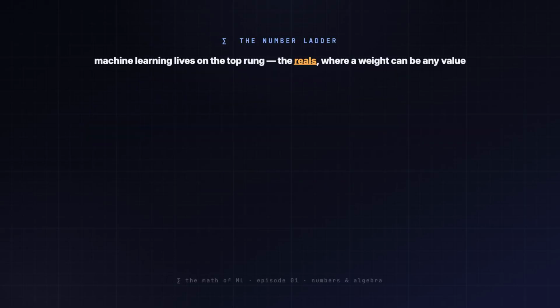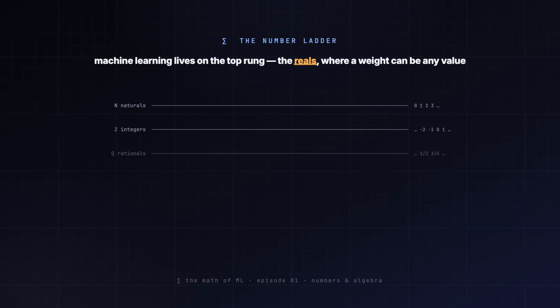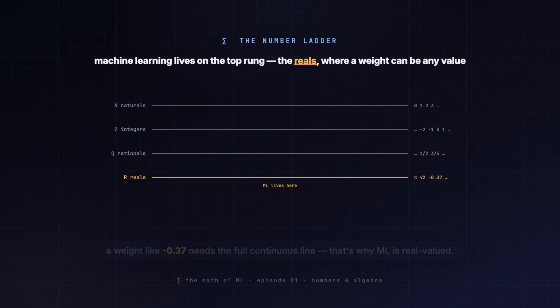Think of numbers as a ladder. The bottom rung is counting. 1 apple, 2 apples, the naturals. Add the idea of debt, and you get negatives, the integers. Slice things into parts, and you get fractions, the rationals. And fill in every gap on the line, pi, the square root of 2, and you have the reals. Machine learning lives on that top rung because a weight can be any value at all, like minus 0.37.